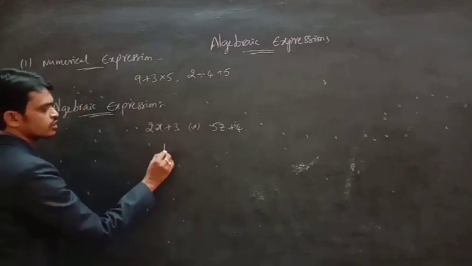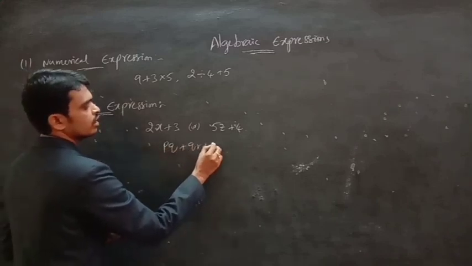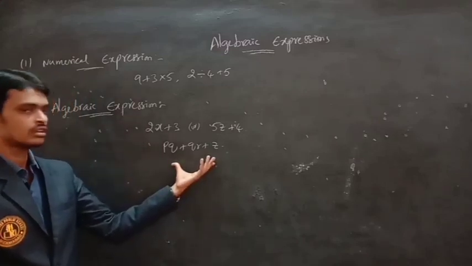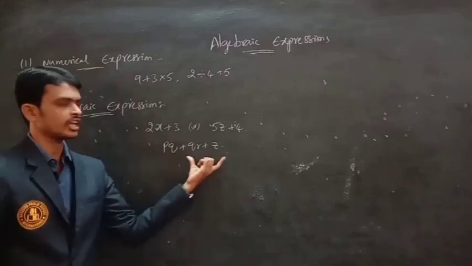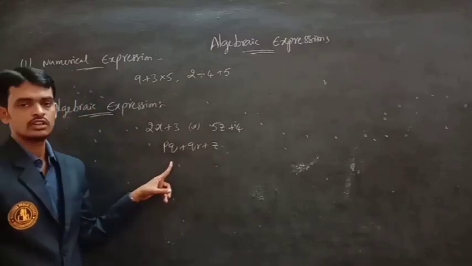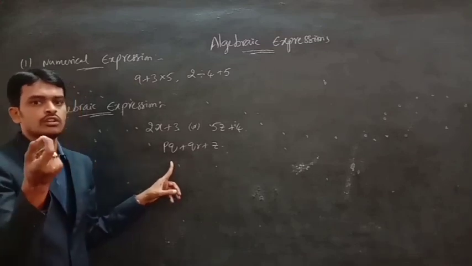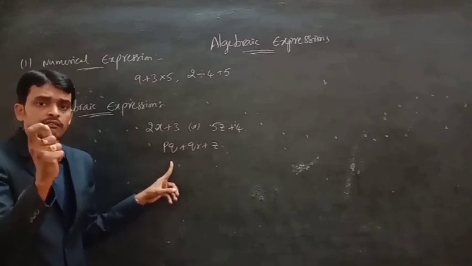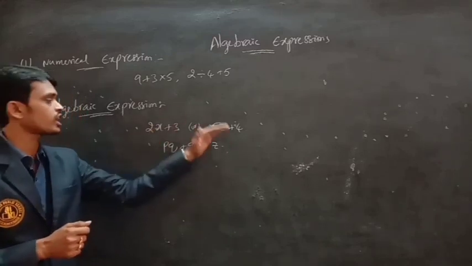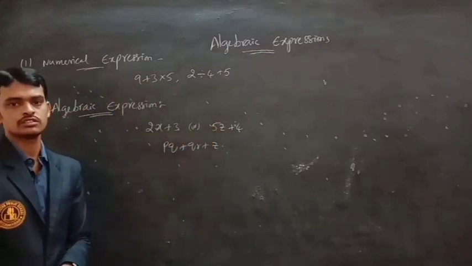We can write like this also: PQ plus QR plus Z. This is also an algebraic expression. P, Q, all are variables. When do we call it an algebraic expression? The expression should have at least one variable. Then such expressions are called algebraic expressions.